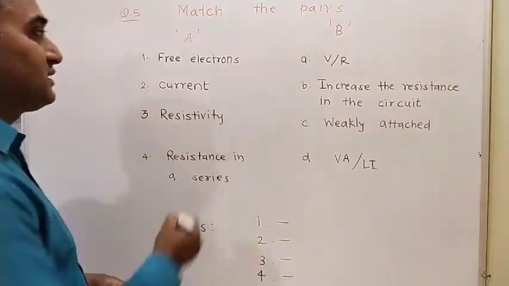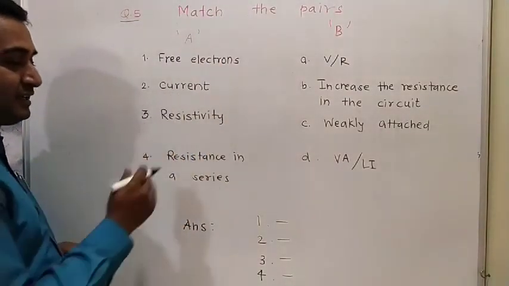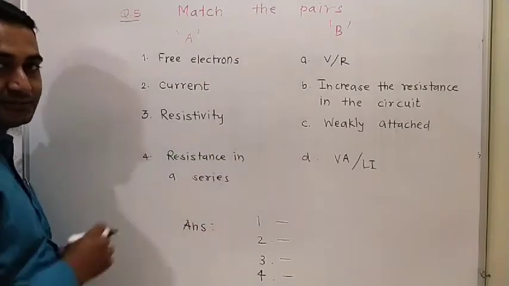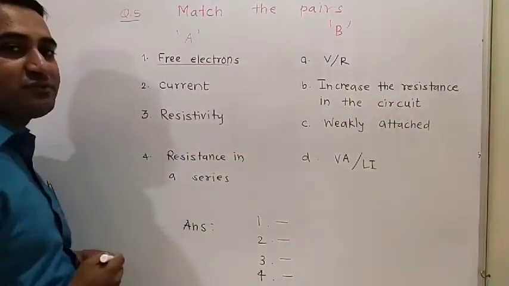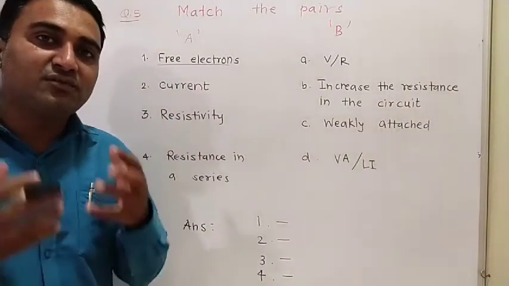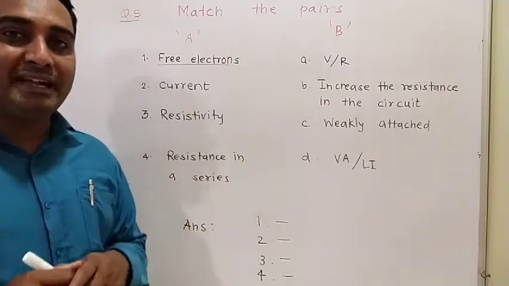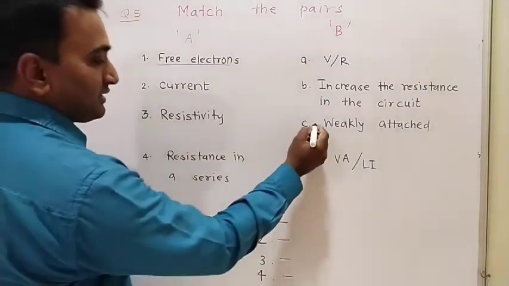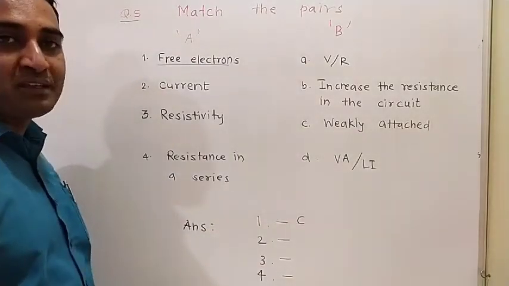Match the pair. What is group A? Free electrons, current, resistivity, resistance in a series. So first we are going to discuss free electron. What is a free electron? The free electrons are loosely bound. Loosely bound means what? Weakly attached. So this option is correct. So for the first one, the correct option is C.